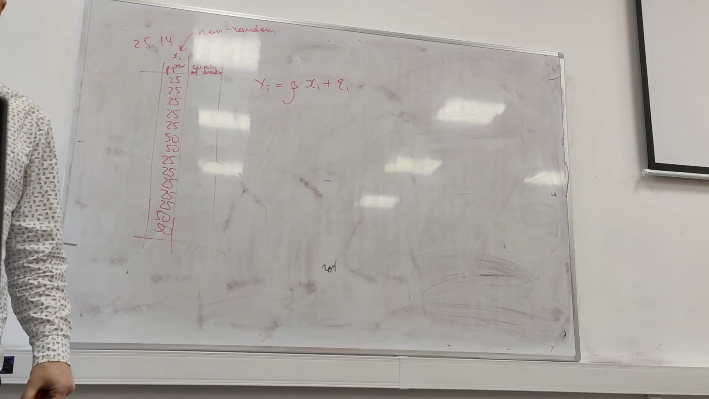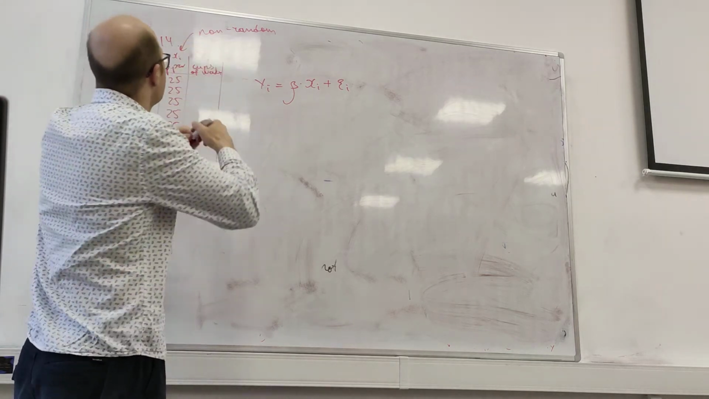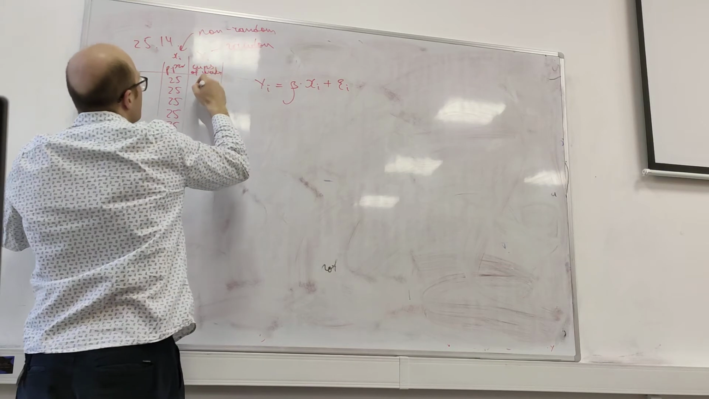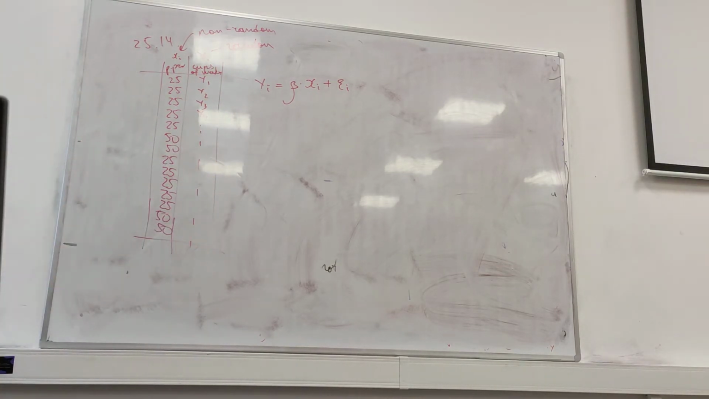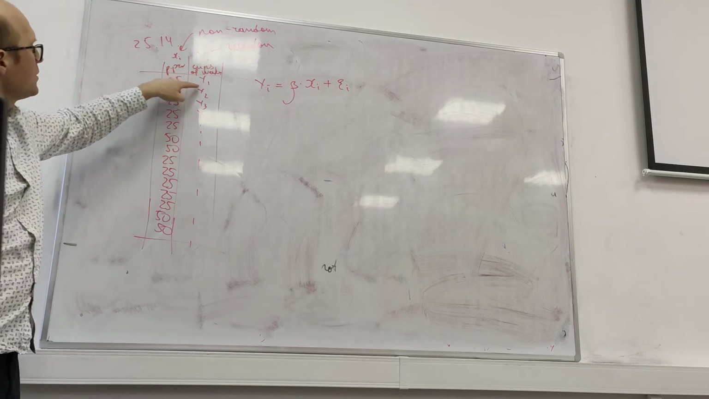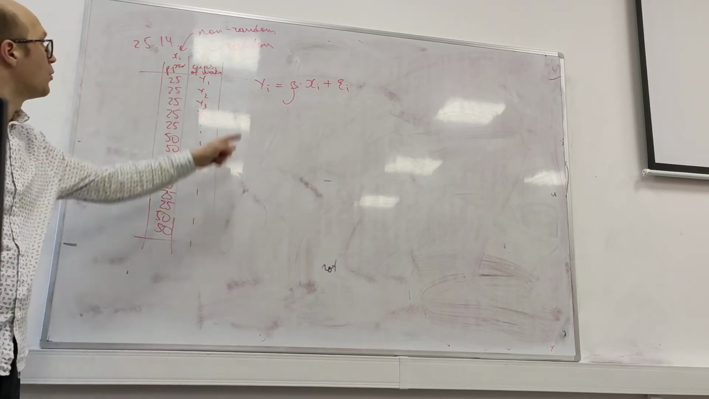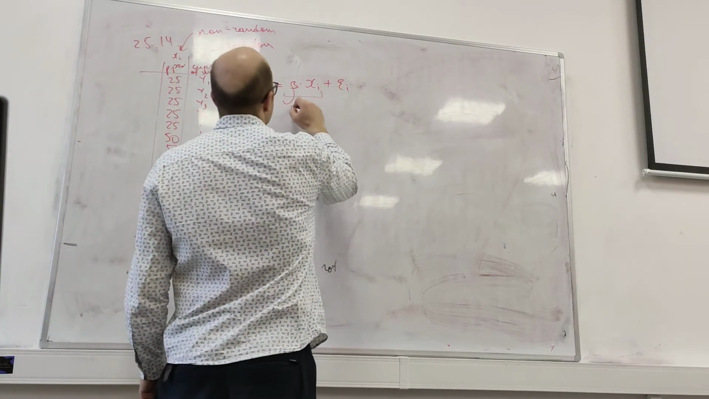Once again, X are non-random and Y are random. Y1, Y2, Y3, Y4 are random. Why? Because of which term? What is random in this formula? Epsilon. Yes. This is non-random.